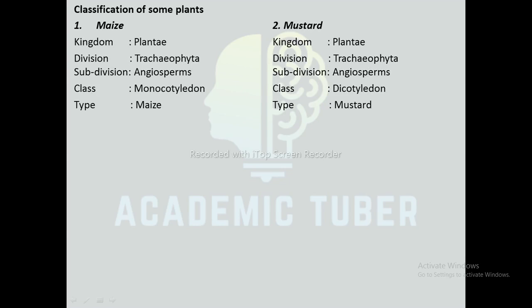Classification of some plants. First one is maize. Kingdom Plantae, division Tracheophyta, as they have vascular bundles. Subdivision Angiosperm, they bear flowers and fruits. Class Monocotyledon, as it has a single cotyledon in its seed, and type is maize. Second one is mustard, kingdom Plantae, and division is also Tracheophyta, and subdivision Angiosperm. Class Dicotyledon, as it has 2 cotyledons in its seed, and type is mustard.